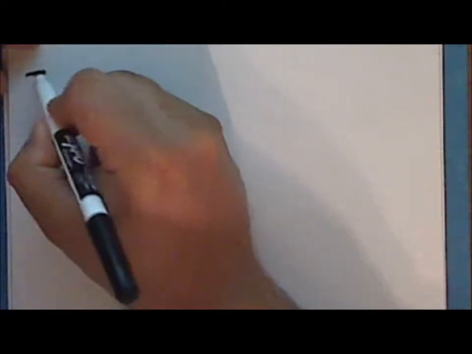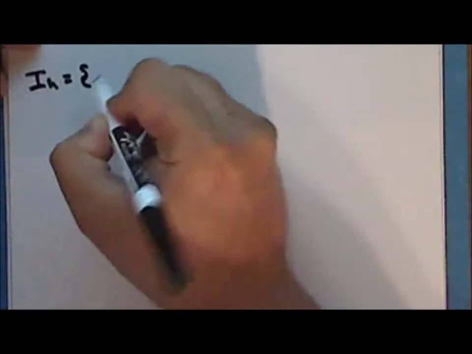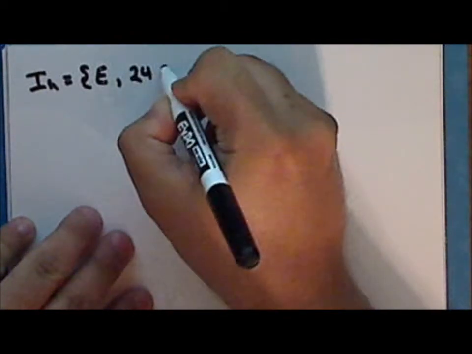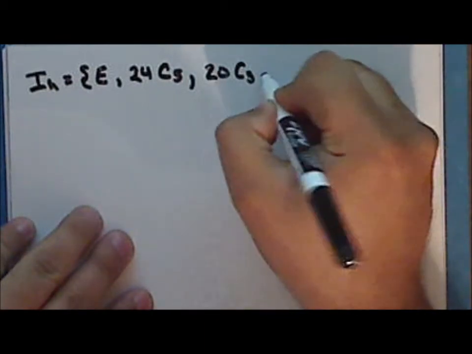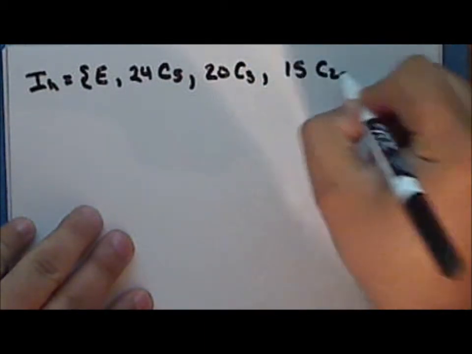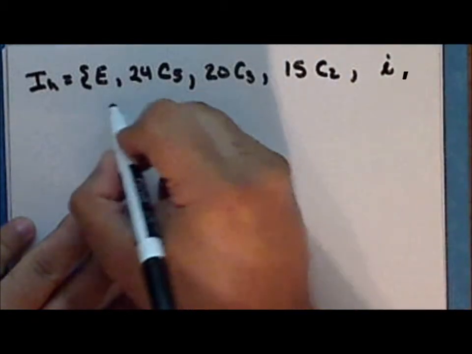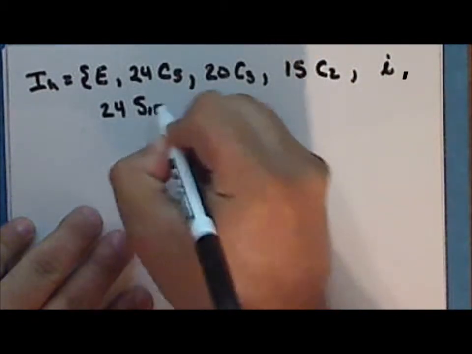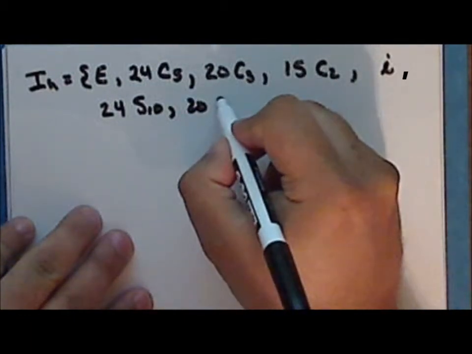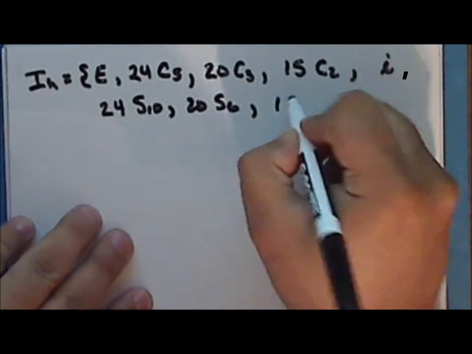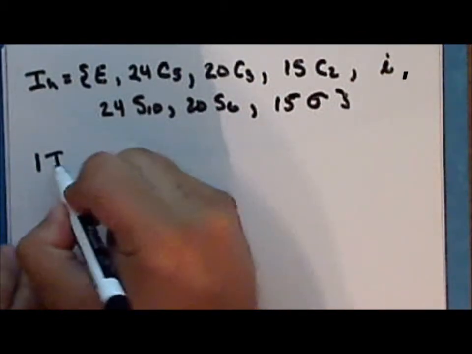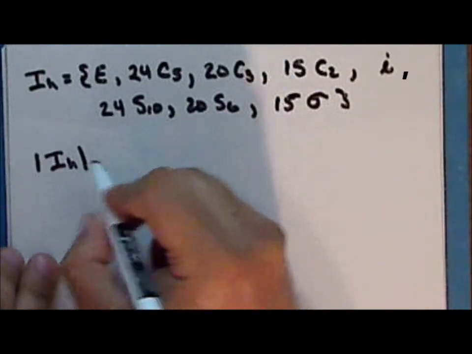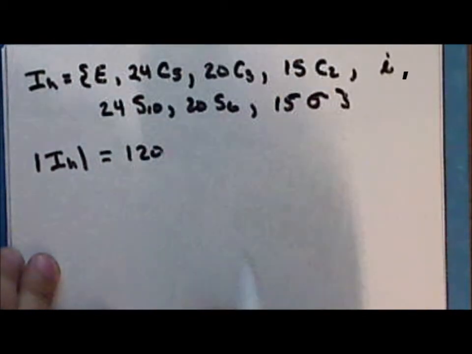So the icosahedral point group has the following unique elements: an identity, 24 C5 elements, 20 C3 elements, 15 C2 elements, an inversion center, 24 S10 elements, 20 S6 elements, and 15 mirror planes, so that the order of the icosahedral point group is 120.